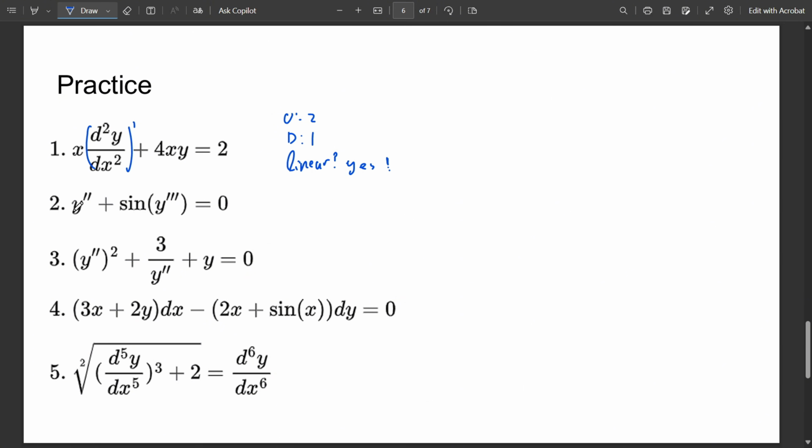And question 2: y double prime plus sine of y triple prime. What is the order? The order is given by the highest derivative, which is y triple prime, so it's 3. And what's the degree? Again, the degree is defined if the equation is a polynomial in its derivatives. Here we have a transcendental function, which means it's not a polynomial differential equation, so the degree is not defined.